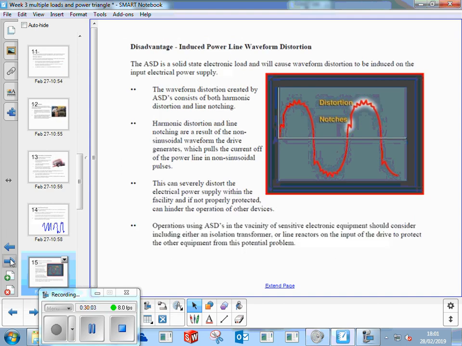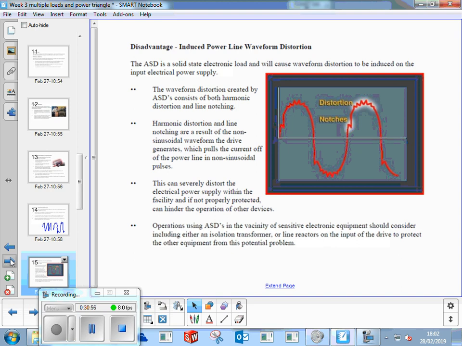As well as that, induced power line waveform distortion. This is again around the ASD being a solid state electronic load, and the fact that it's creating these waveforms by reconstructing a waveform using harmonics. It can cause waveform distortion to be induced on the input electrical power supply. So what it can do is put harmonic distortion and notches onto the mains. It consists of both harmonic distortion and line notching. Harmonic distortion and line notching are a result of the non-sinusoidal waveform the drive generates.